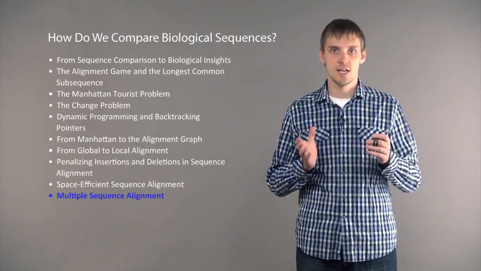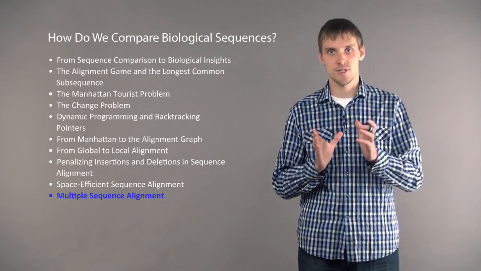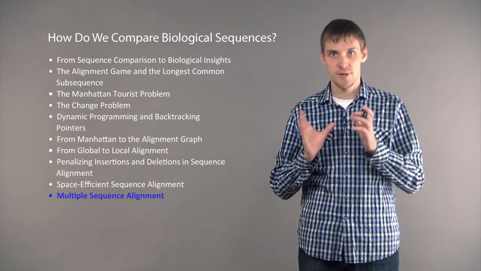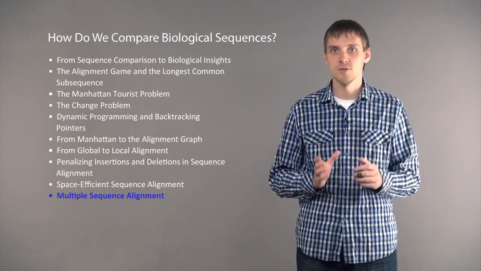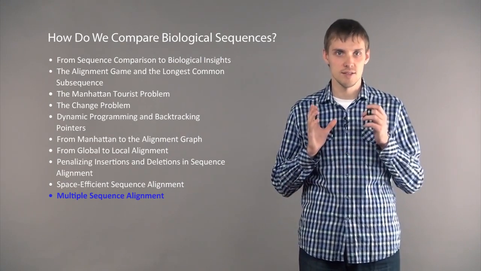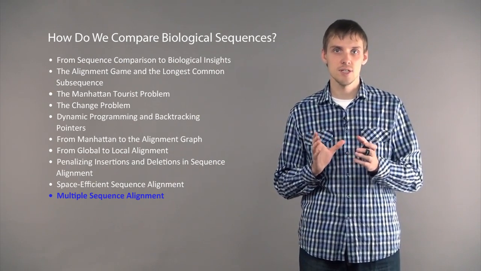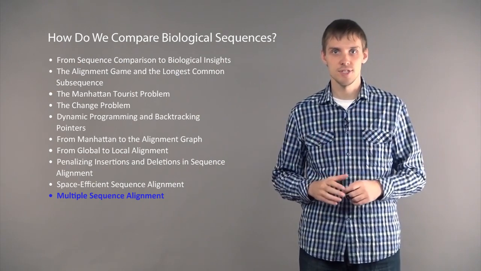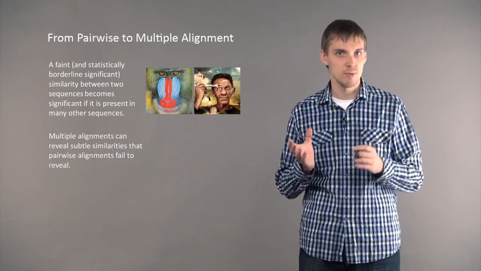Previously, we discussed how to compare two sequences with each other. This is pairwise alignment. And now, let's discuss how to find multiple sequence alignment, so how to compare multiple sequences at once. Why do we need this?